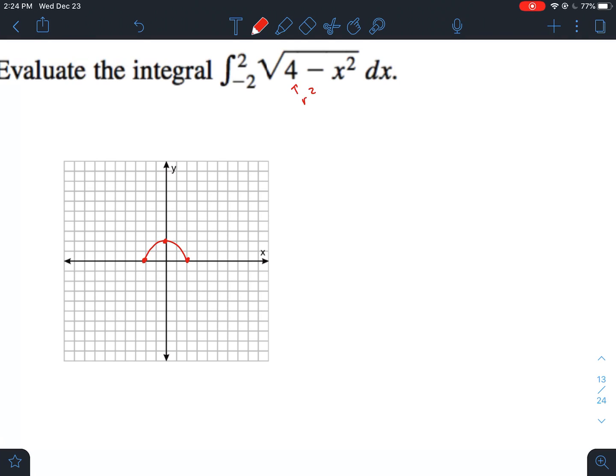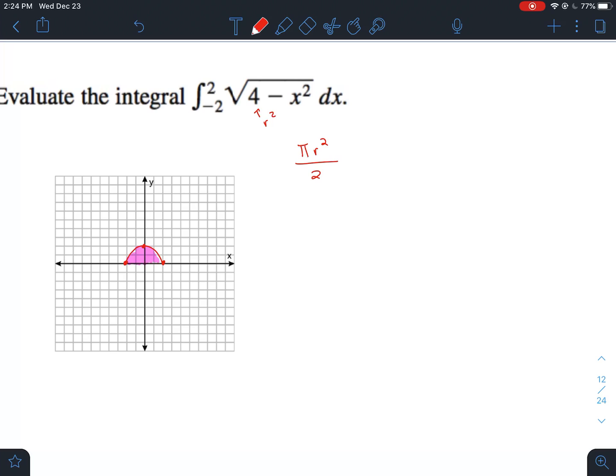All right, so I'm going to paste another graph here. And so this is going to be another semicircle. This time the radius is 2, and it's the upper half of the semicircle because it's positive square root. And then we're going to go between -2 and +2. So I'm finding the whole area of that semicircle.